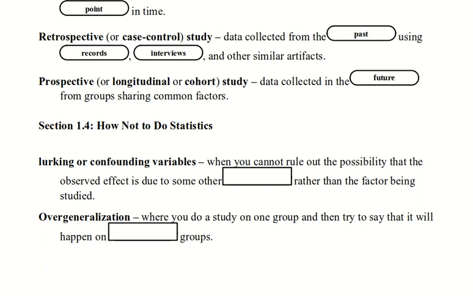There may be something else. So when you cannot rule out the possibility that the observed effect is due to some other variable rather than the factor being studied. So I'm going to give you the canonical example of a lurking or a confounding variable. So it happens to be the case, and this is a true statement, that as ice cream sales go up, so do the number of people who die by drowning.